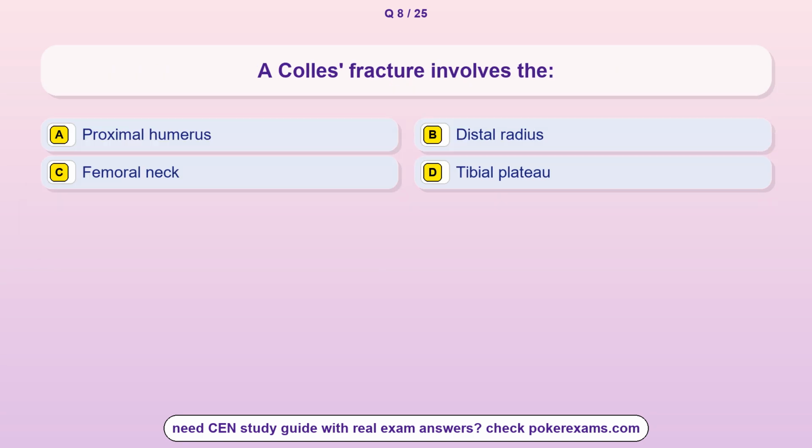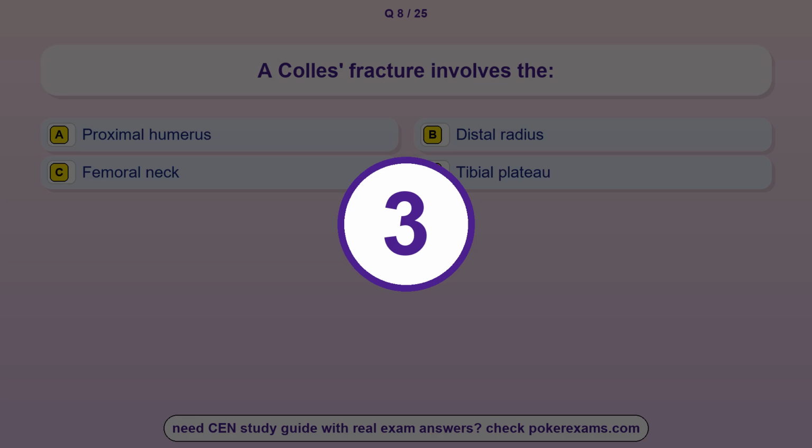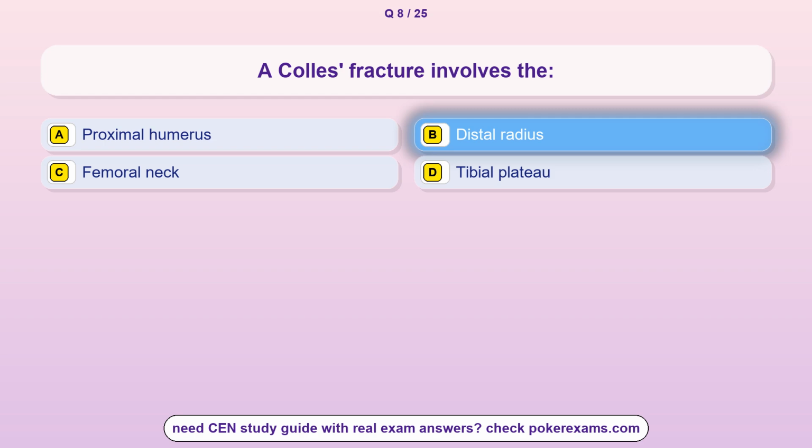Question 8. A Colles' fracture involves the. Option A. Proximal humerus. Option B. Distal radius. Option C. Femoral neck. Option D. Tibial plateau. The correct answer is option B.